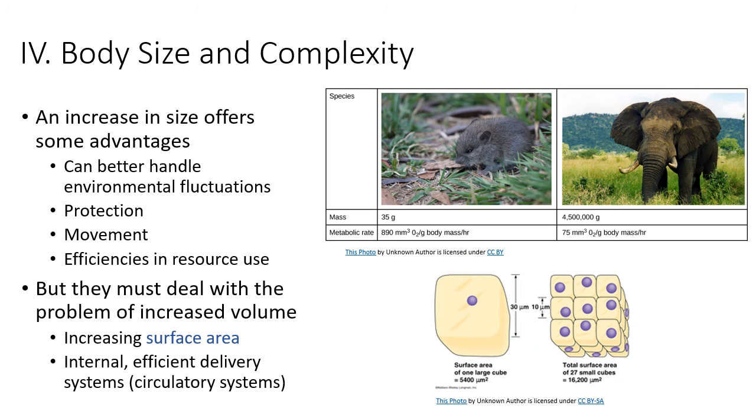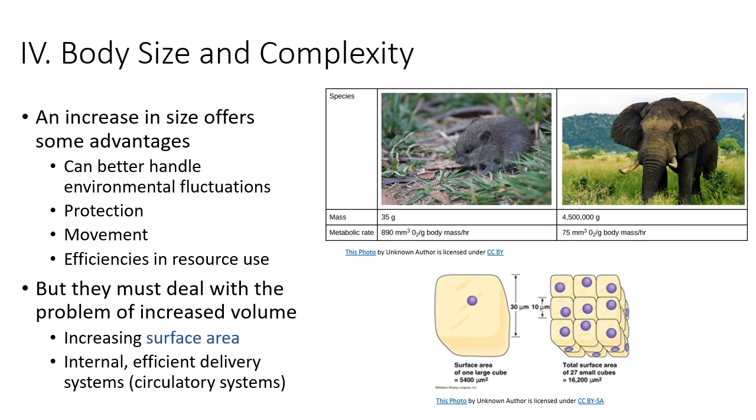All right, last thing we're going to talk about is body size and complexity. Unicellular organisms have advantages in that they don't have to worry about moving energy, nutrients, and waste products very far because they're so small. So it's very easy for them to exchange with their environment. However, they're very limited in their ability to acquire resources, acquire energy, and move through their environment.